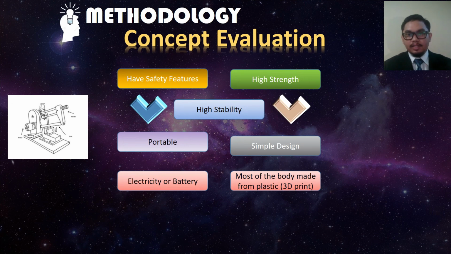Evaluation is basically an analysis made on the conceptual designs to know which design is the best. The first design has a safety feature. This will help the user avoid any danger. The product is high strength and high stability. Next, it is portable, and the design, as we can see, is simple. Besides that, it can use electricity or battery. And lastly, most of the body parts are made from plastic called 3D.